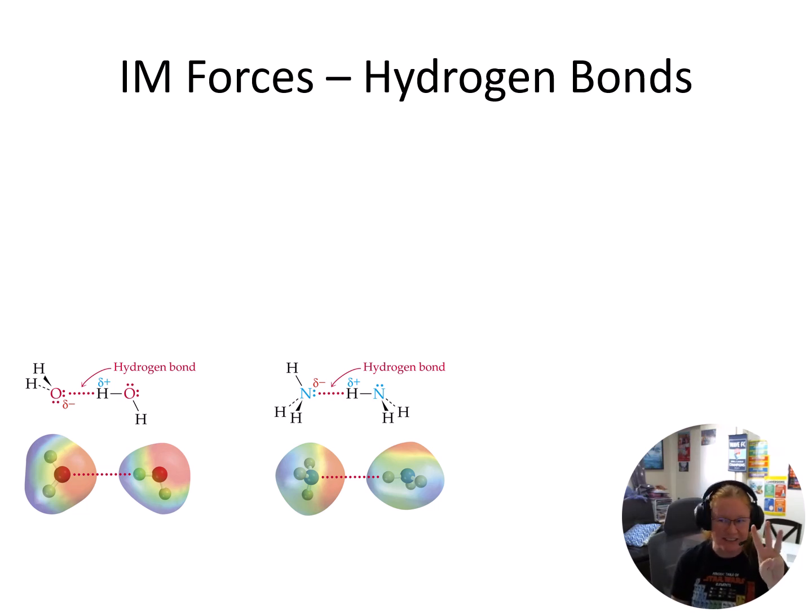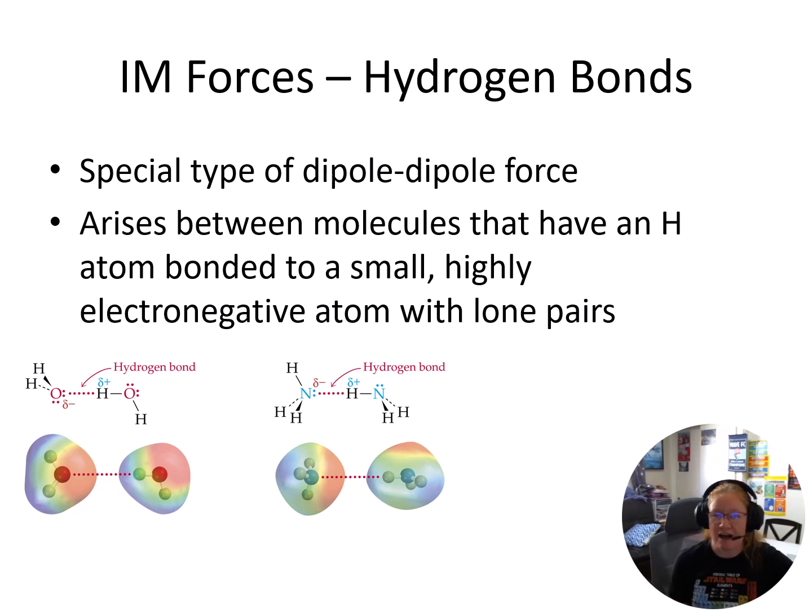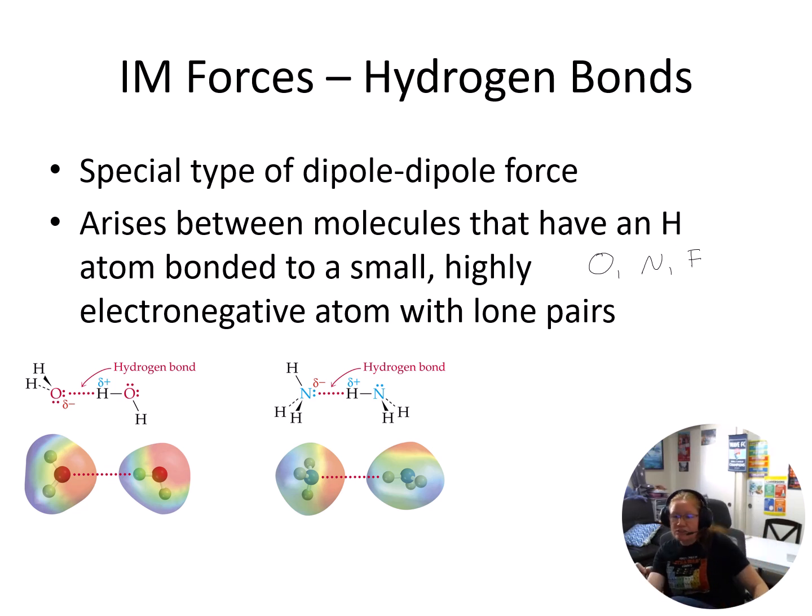If the hydrogen is not on one of those four, you do not get a hydrogen bond. Okay, so what's happening here? It is a dipole-dipole force. All of these are going to be polar molecules. However, what we're looking at is we've got these hydrogen atoms bonded to these small, highly electronegative atoms with lone pairs. Okay, and that's going to be your oxygen, your nitrogen, or your fluorine. Only those three. So these guys are super electronegative.